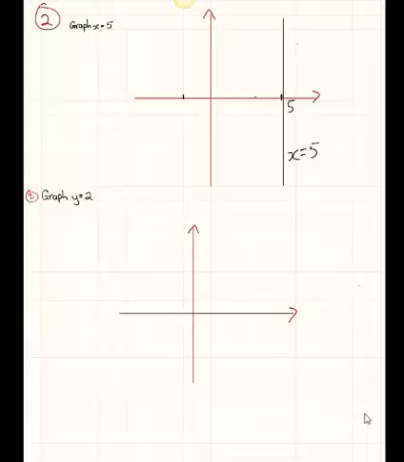So what about y equals 2? Well, if x gives vertical, y has to give horizontal, doesn't it? It crosses through at y is equal to 2. And y is always equal to 2. It doesn't go up and down. There is no gradient change here. It's 0.